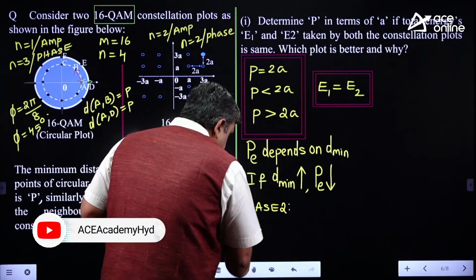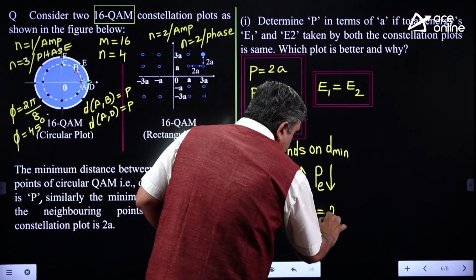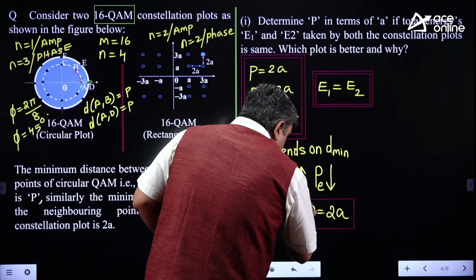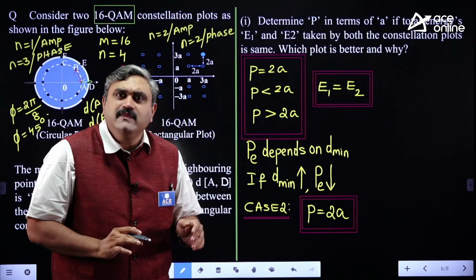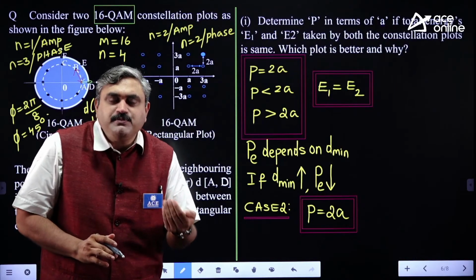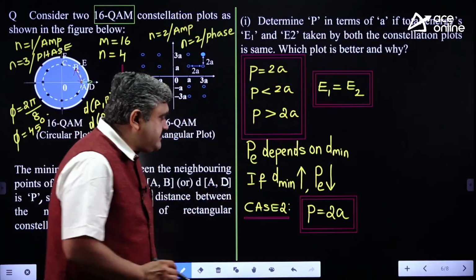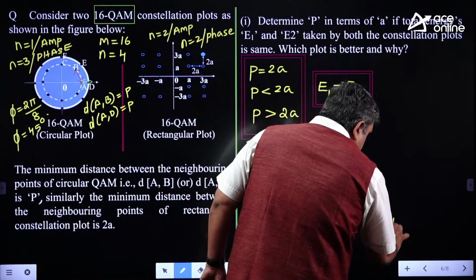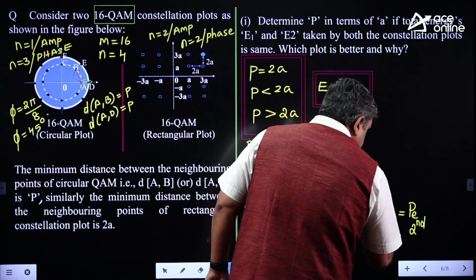What I am taking in the second case is, I only give you P equal to 2a. It means, you don't break your head, the minimum distance in both plots is the same. I only told that point. That means obviously whether you do transmission with the first plot or second plot, the probability of error remains the same because the D minimum in both cases is the same. The probability of error in the first constellation plot and the second constellation plot are one and the same. There will be no deviation at all.